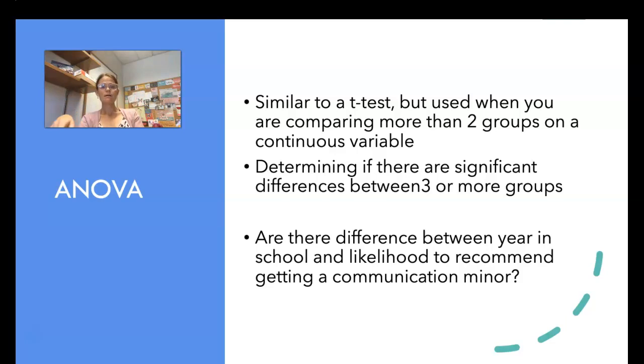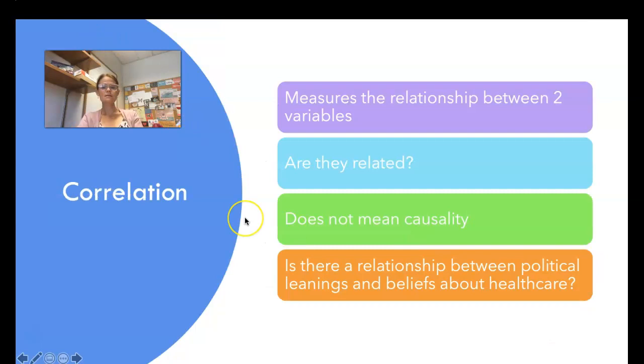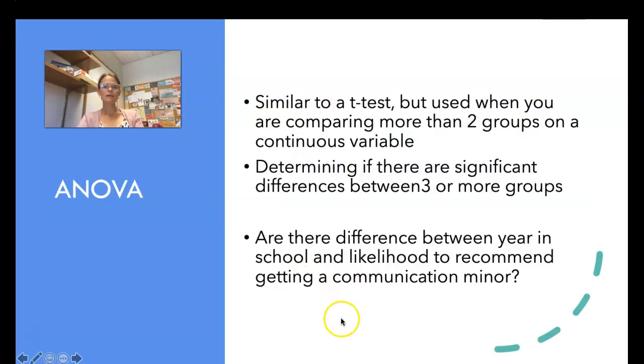So here I said, are there differences between year in school and likelihood to recommend getting a communication minor? So in here, I have 4 groups, right? I have freshman, sophomore, junior, senior. And I want to know, is a certain group more likely to recommend? You could hypothesize that people who are further in the program might be more likely to recommend because they see the value, etc. So I have 4 groups and I compare that.